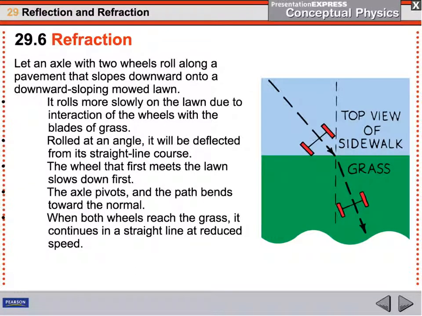Let an axle with two wheels roll along a pavement that slopes downward onto a downward sloping mowed lawn. It rolls more slowly on the lawn due to interaction of the wheels with the blades of grass. Rolled at an angle, it will be deflected from its straight line course. The wheel that first meets the lawn slows down first. The axle pivots and the path bends towards the normal. When both wheels reach the grass, it continues in a straight line at reduced speed.